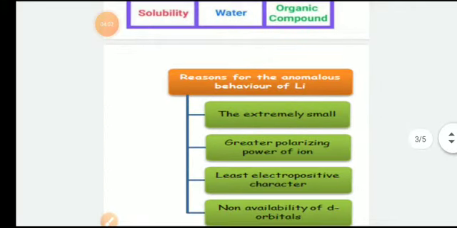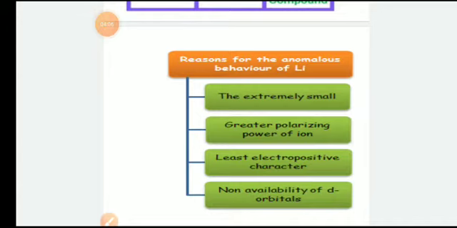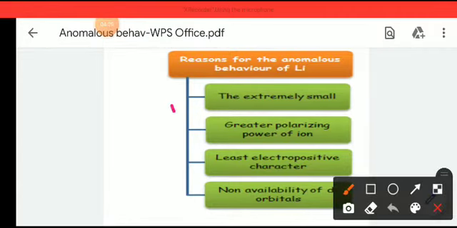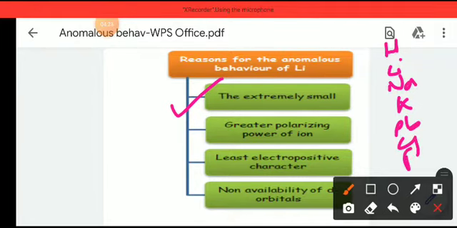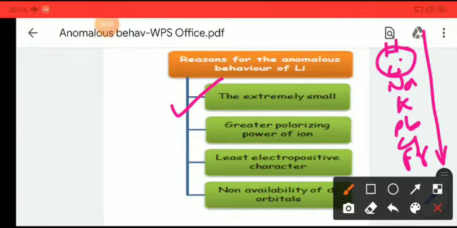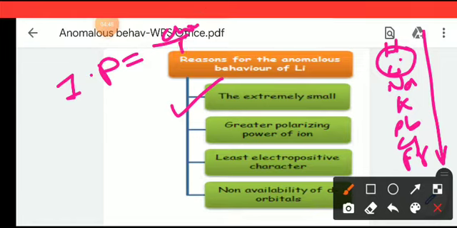So what is the reason behind that? Actually, the reason for the anomalous behavior of lithium is pretty simple. It is extremely small. The group 1 elements start from hydrogen, then lithium, sodium, potassium, rubidium, cesium and francium. When we go from top to bottom, radius increases. As lithium is almost at the top, its radius is very small. As it is extremely small, its ionic potential, that is charge by radius, is very high.